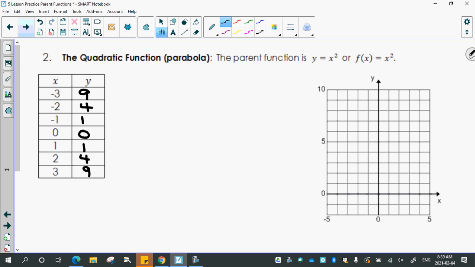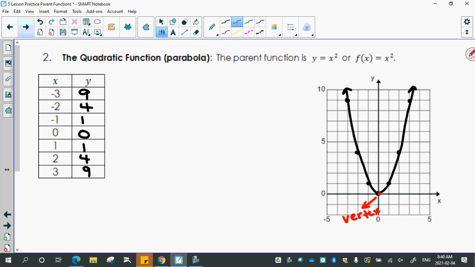Okay, and then if we draw that, -3 and 9, -2 and 4, -1 and 1, 0 and 0, 1 and 1, on a smooth curve. Because some of you did grade 10 by remote learning, we'll just recap a few of the important features about a parabola. This point here is called the vertex.